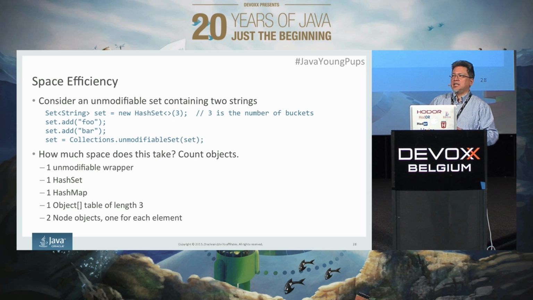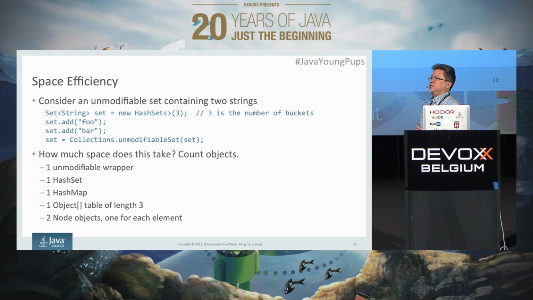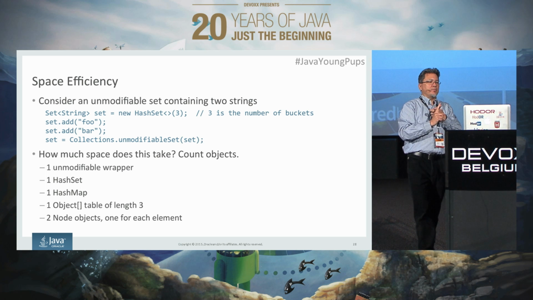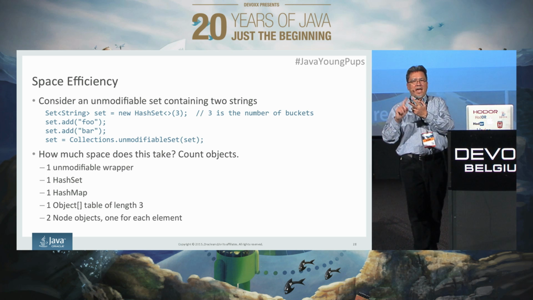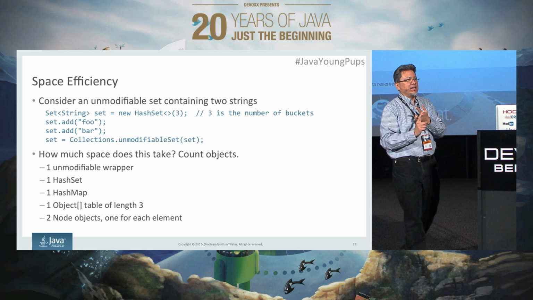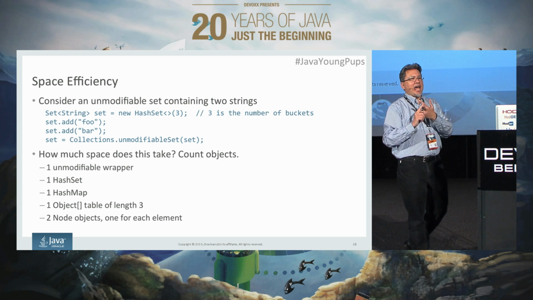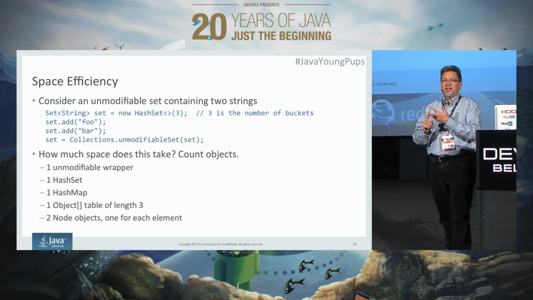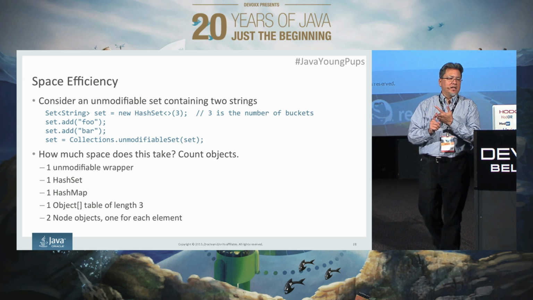So how many objects get created when you do this? Okay, there's the unmodifiable wrapper itself, there's the HashSet, but it turns out if you look at the implementation, HashSet contains a HashMap where the keys are the set members and the values are just some sentinel object.